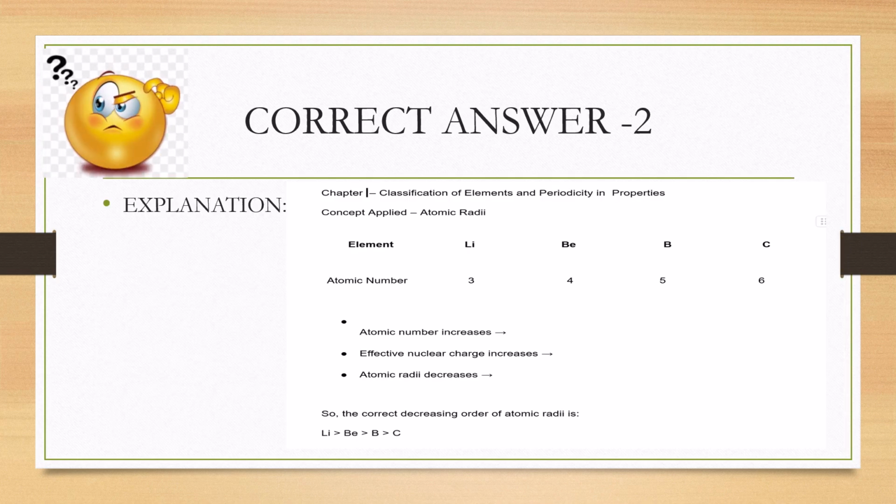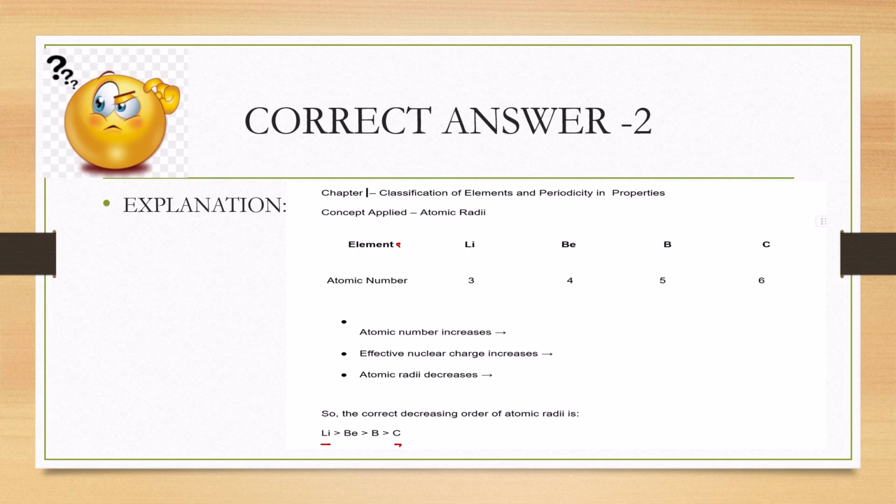So correct answer is 2, that is lithium has highest atomic radii and carbon has least atomic radii. How? Let's see the explanation.